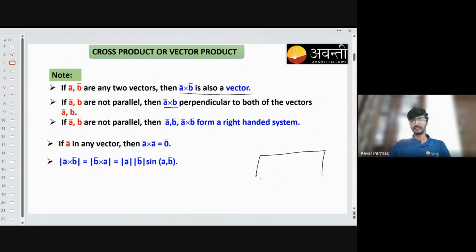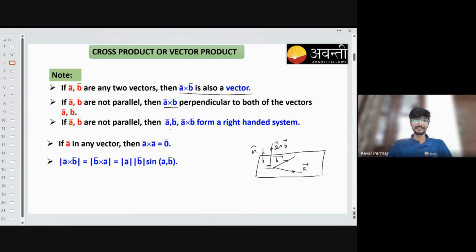This is the same as what we did with the right-handed system. It says if A vector and B vector are not parallel, that means they are intersecting. And if I take the cross product, A vector cross B vector will be perpendicular to the plane of A vector and B vector, in the same direction as n cap. So obviously, guys, A vector cross B vector and n cap have the same direction. That is, either it will be perpendicular to the plane and going upwards, or perpendicular to the plane and going downwards.